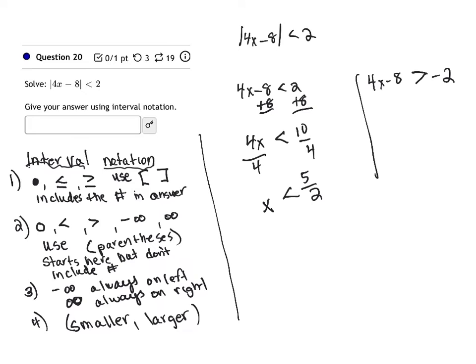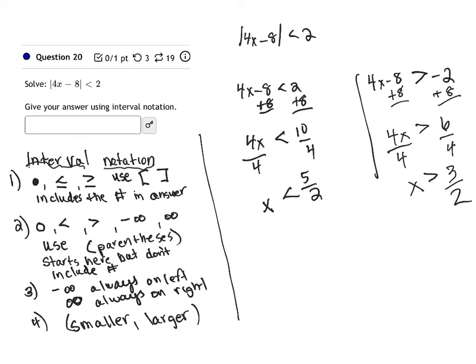Now this other side, we're going to add 8 to both sides. So 4x is greater than, notice this is 8 minus 2 now, so that gives us a 6. We're still dividing by a positive number, so that doesn't change, and we will reduce that fraction since 4 will not go into 6, but 2 will go into both of those, so that's 3/2. So x is everything less than 5/2 and greater than 3/2.